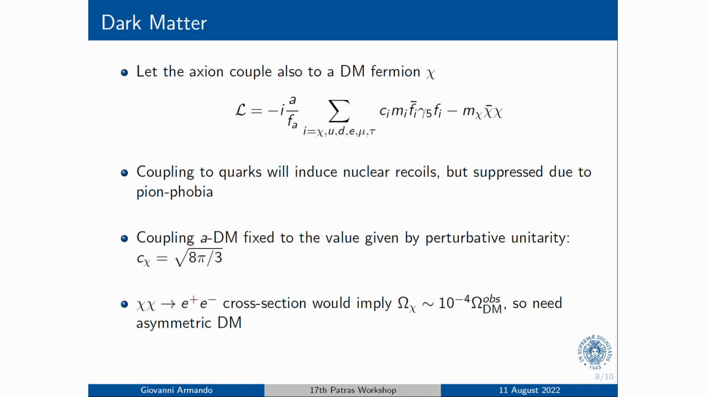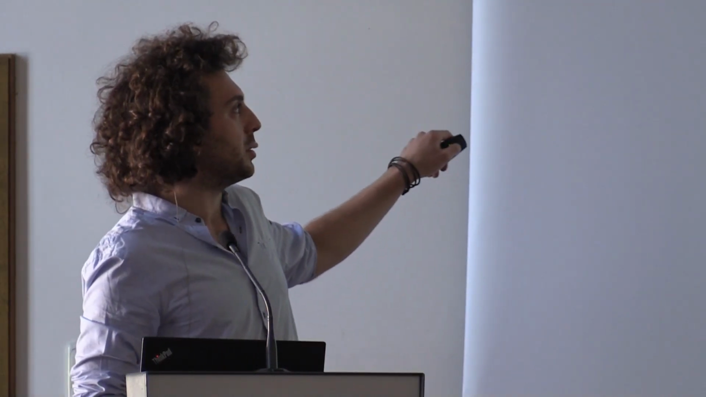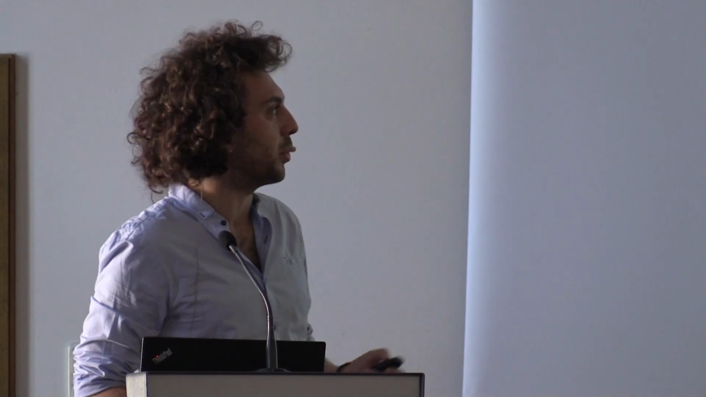By doing this, we will obviously get nuclear recoil constraints on the dark matter side, because we have couplings to the light quarks. But actually, you can show, again, by looking at the mixing of the axion to the nucleons, that this is very similar to that to the pions. And so if you have a pion-phobic axion, you're also guaranteed to get relatively loose bounds from nuclear recoils, which I will show in the next slide.